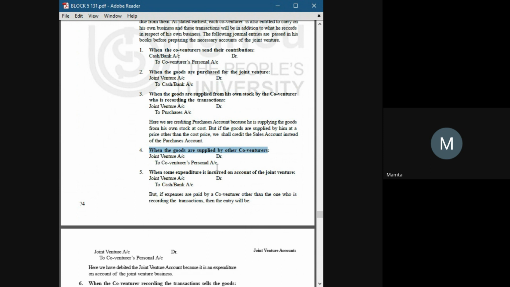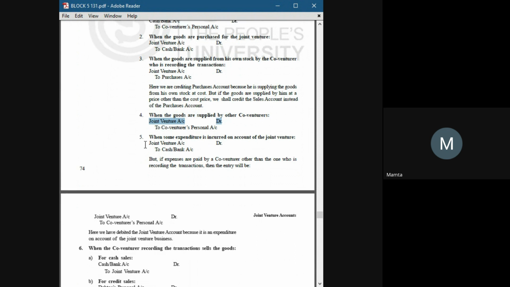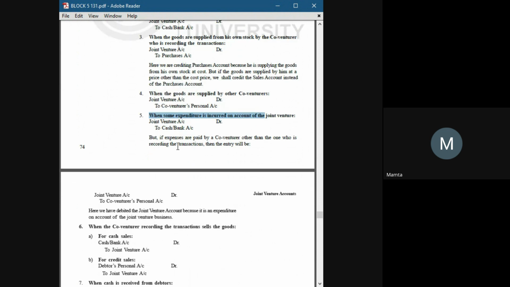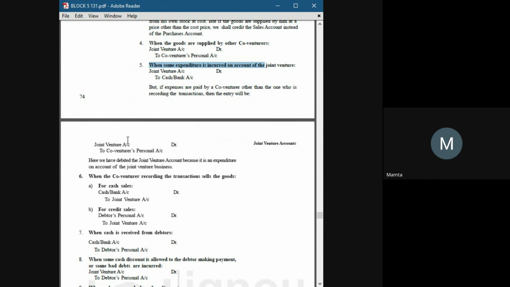Suppose C has sent some goods to the joint venture firm, the entry would be joint venture account debit to C's account. When some expenditure is incurred on account of the joint venture, joint venture account debit to cash or bank account. If any co-venturer is paying for the same, the entry would be joint venture account debit to the co-venturer's personal account. Suppose A is paying for some expense on behalf of the joint venture firm, the entry would be joint venture account debit to A's account.